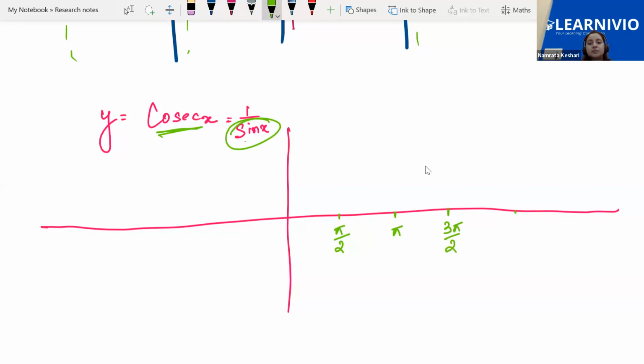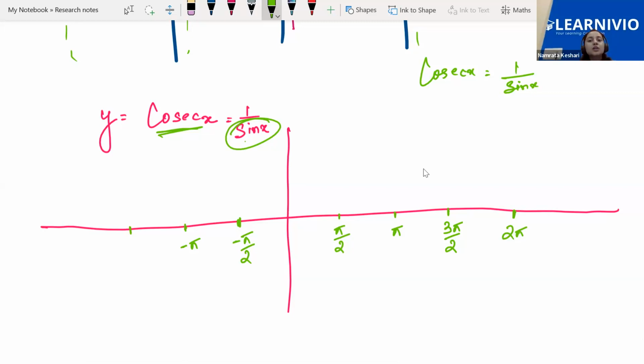Yes or no? Yes, ma'am. So cosec means 1 by sine. Sine is defined throughout the real numbers, the domain for sine is all real numbers. So for cosec also we can take all real numbers? No, we cannot, right? Because wherever sine is 0, we need to exclude those points. Those are the points where cosec will not be defined.